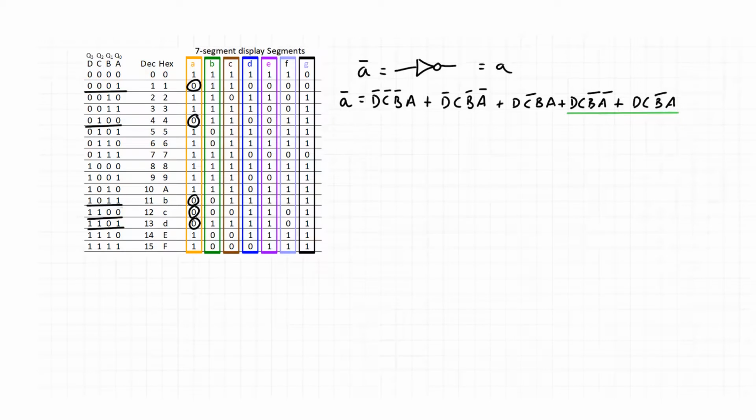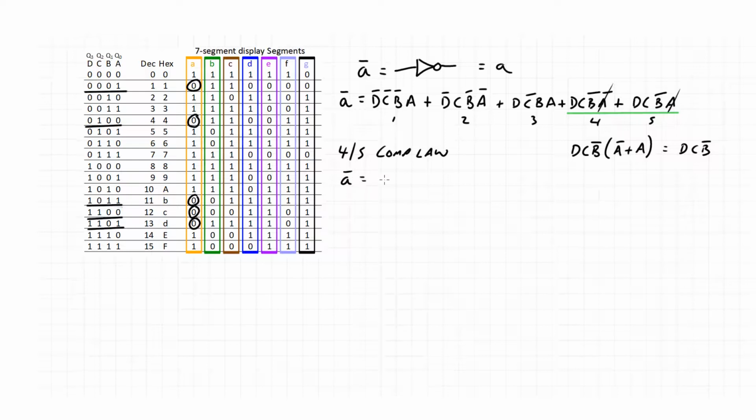And the last 2 terms have common factors of DC not B. So that's the complement law in terms 4 and 5 there, where the value of A doesn't matter, so it's redundant, so we can get rid of it. So that's DC not B as a common factor, term 4 as not A, term 5 as A. So that means it doesn't matter whether A is high or low. So it's redundant, so the complement law gets rid of it. So then we just write it out again.